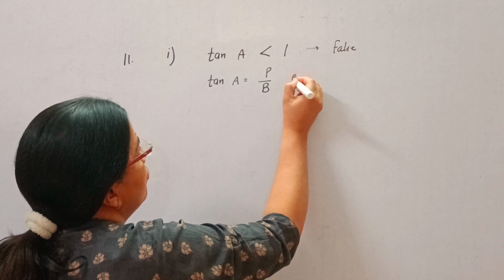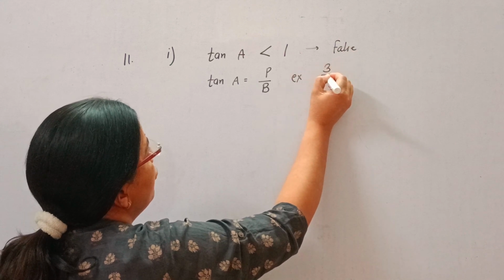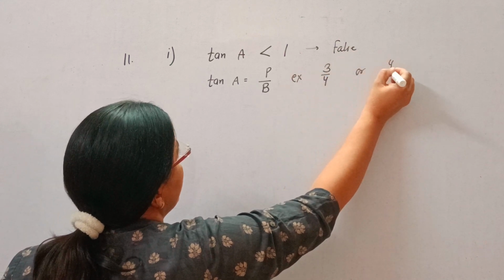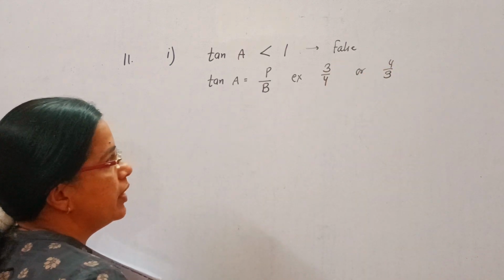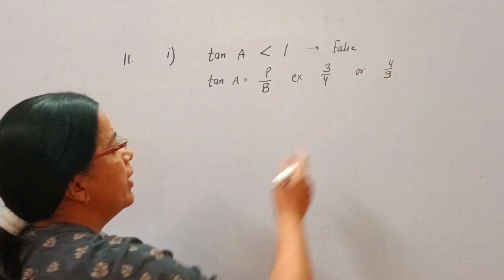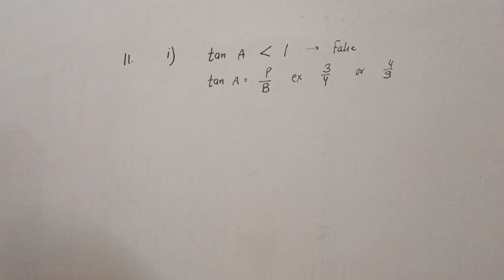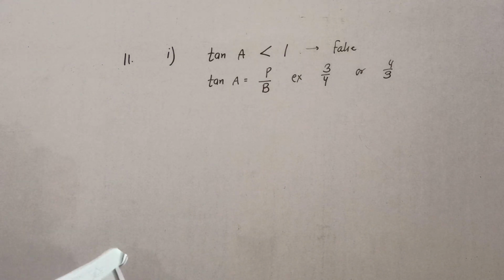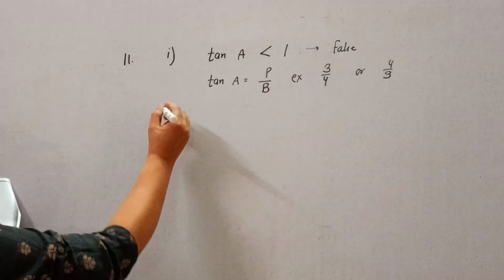Because it can be, for example, 3 by 4 or it can be 4 by 3. If it is 3 by 4, it is less than 1. If it is 4 by 3, it is greater than 1. So we can't say. So this statement is false.